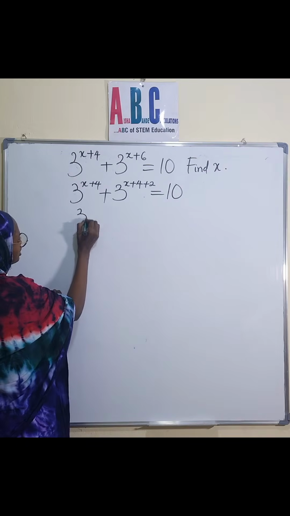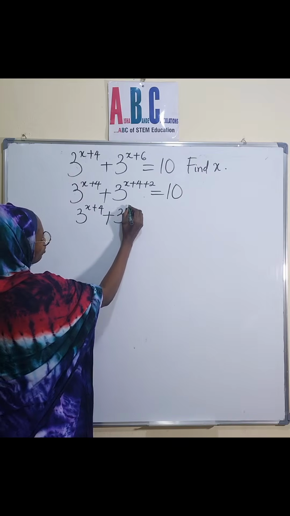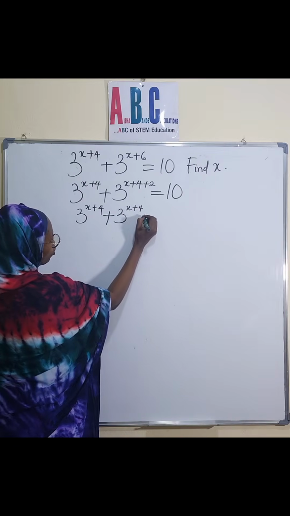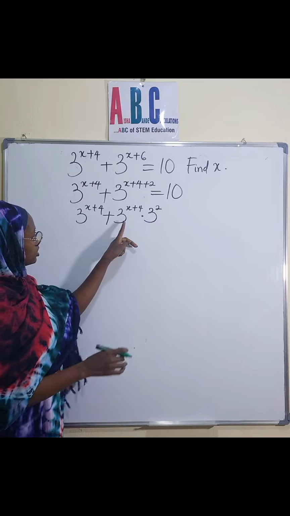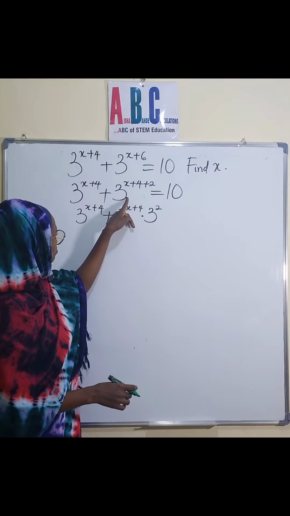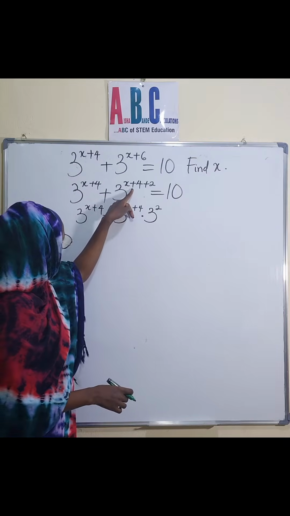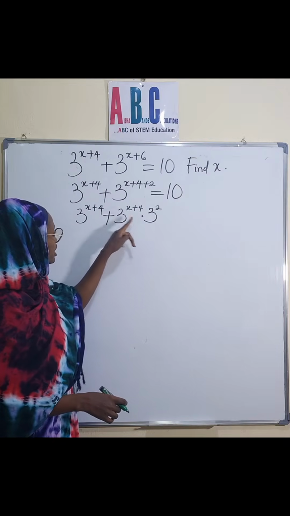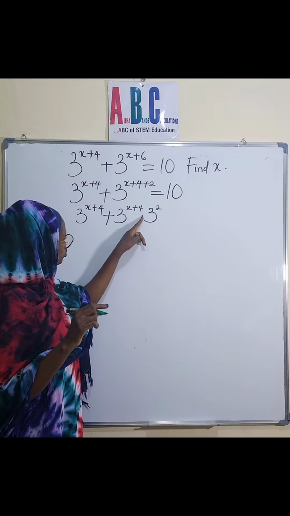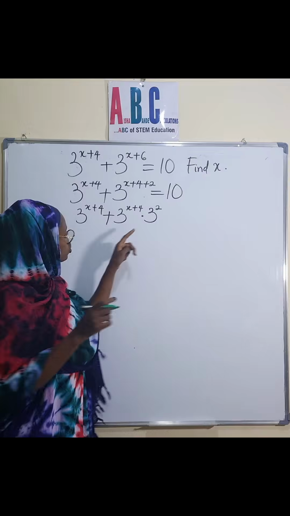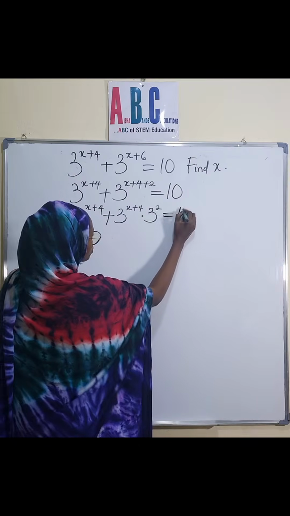Now, this is the same as saying 3 to the power of x + 4 plus 3 to the power of x + 4 multiplied by 3 to the power of 2. If you look at this, it means the same thing here. If you want to simplify this, it will give us the same value here. Because when the bases are the same, you pick just one of the bases, and since you have multiplication, what do you do to the power? You add them. So if you simplify this, it gives us this back. So this makes this correct. So this is equal to 10.